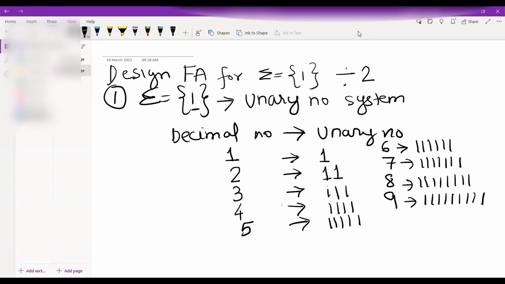Now why are we not having number 10? Because here we have considered decimal numbers. Decimal number means it will always start from 0 to 9. That's why we are not going to count 10 here.